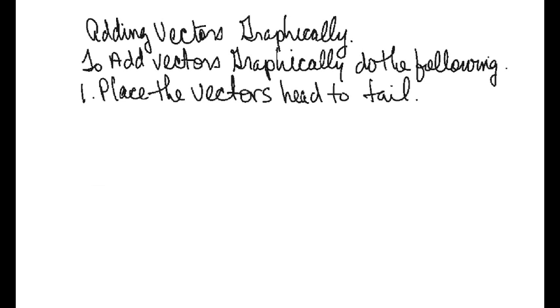1. Place the vectors head to tail. Now remember, you can move the vector arrows on a piece of paper any place as long as you don't change their length or direction.